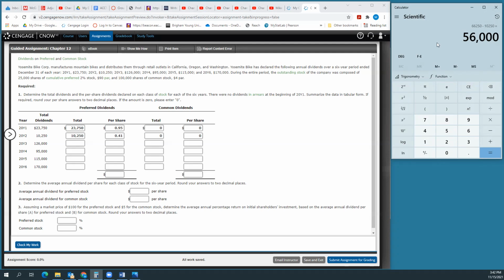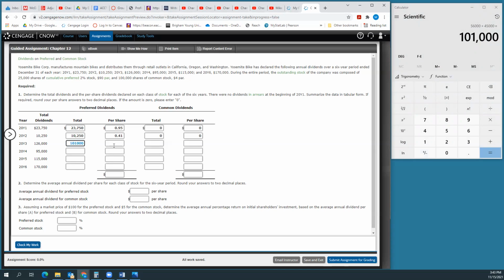Going into the third year, they promised another $45,000 to the preferred shareholders. So now the preferred shareholders are owed $101,000 before we can pay anything to the common shareholders. Since we're paying 126,000 in total dividends, we're going to go ahead and pay all of that back, the dividends in arrears, to our cumulative preferred shareholders.